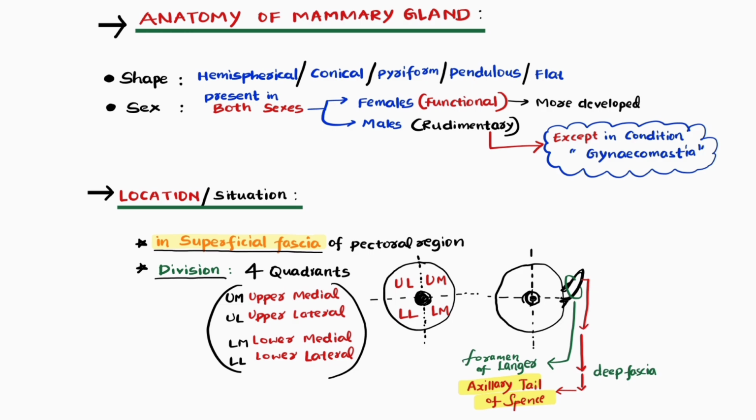It is divided into 4 quadrants, that is upper medial, upper lateral, lower medial and lower lateral. You can see in the picture right over there. So it is divided into 4 quadrants. A small extension of the upper lateral quadrant called the axillary tail of Spence passes through an opening in the deep fascia and lies in the axilla. The opening is called the foramen of Langer.